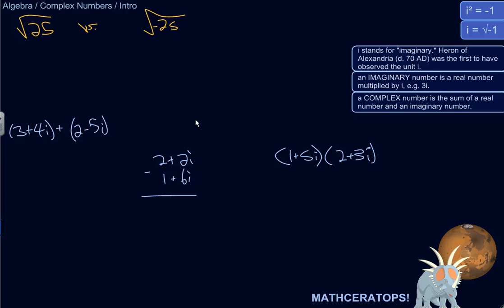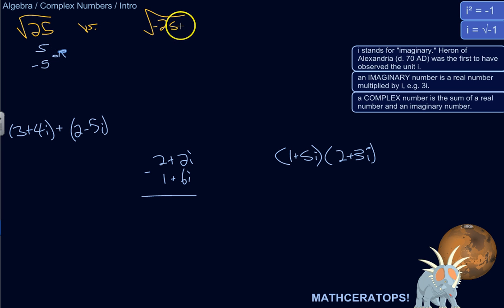All right, so complex numbers. Well, let's just start with something that's not complex at all. Square root of 25. So the square root of 25 is either 5, that's the principal root, or it could be negative 5, right? Because negative 5 times negative 5 would be positive 25. Therefore, the square root of 25 could be negative 5.